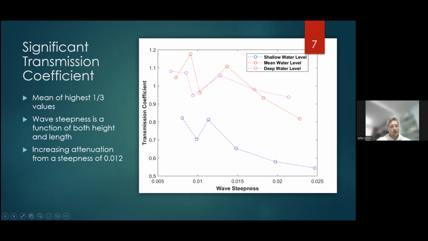So you can see in the figure shown that for waves increasing from a steepness value of 0.012, the attenuation performance of the reef increases across all 3 submergence levels, though the overall attenuation performance is much better for the shallower submergence. For waves less steep than 0.012, the incident wave amplitude and the wave length must be considered.